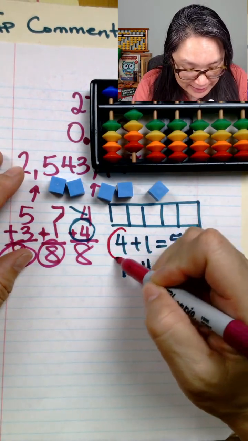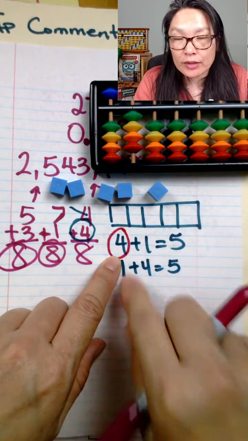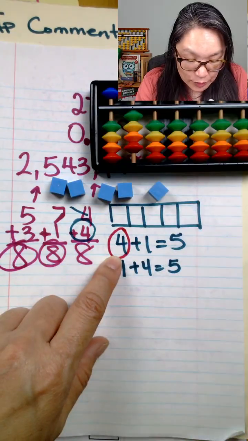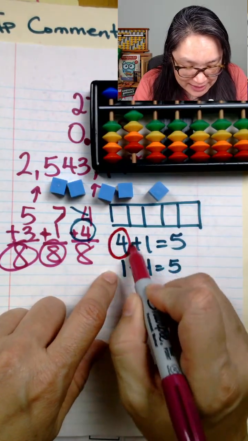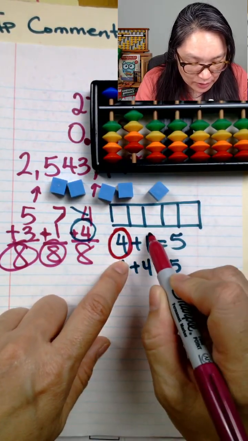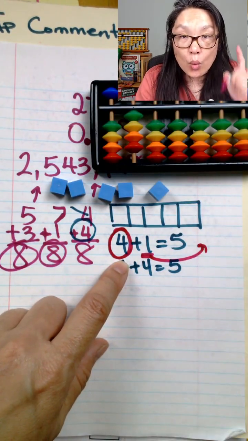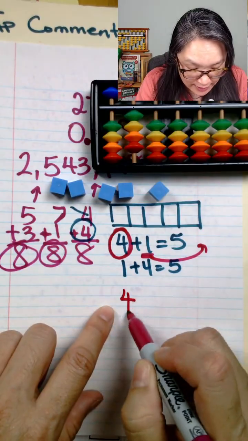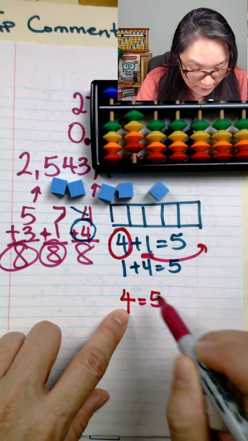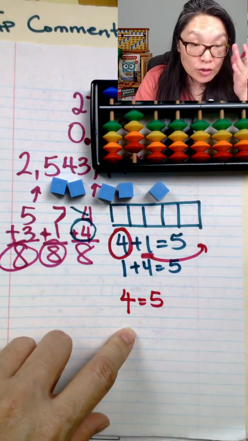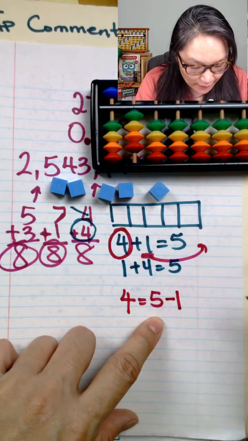We're going to isolate this variable. I mean, if I changed it to an x, it would be a variable. But the idea is to isolate this number. We're going to take this 1 and move it to this side of the equation. Why are we going to do that? Because if you notice, if I do a 4 equals 5, the equation is not balanced. So to balance the equation, I have to take away the 1.